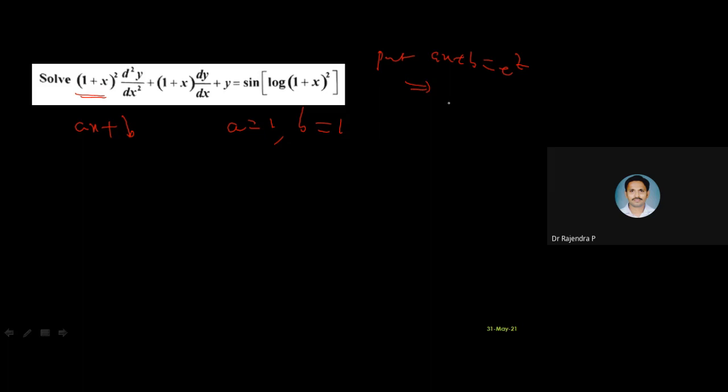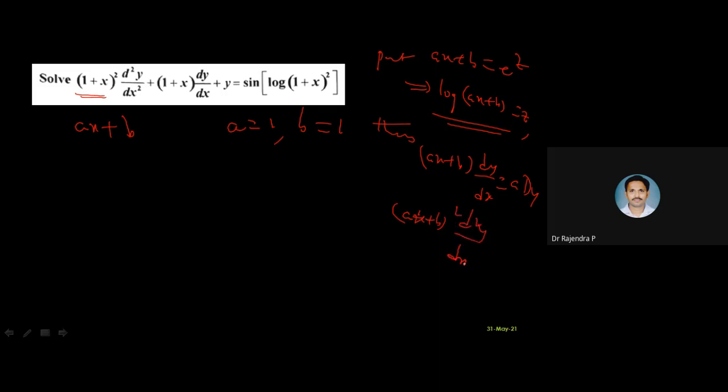Similarly, from this, I can write logarithm of ax plus b is equal to z. If I substitute this, I am going to derive some more results. What are those results? Ax plus b into dy by dx is equal to a capital D y. The second one is ax plus b whole square d square y by dx square. In this place, I will get a square D into D minus 1 into y.